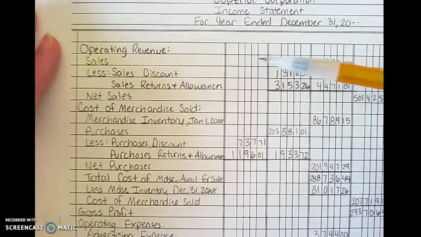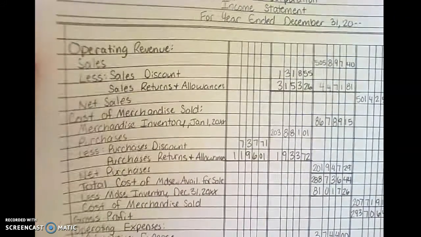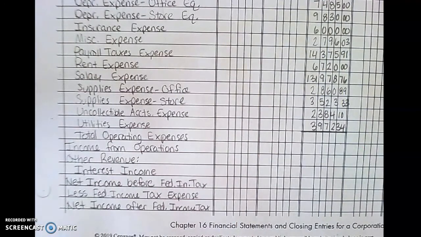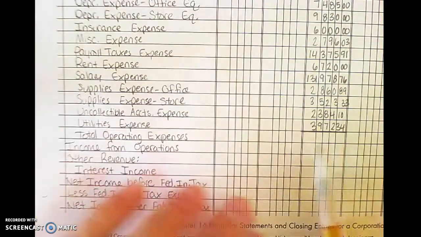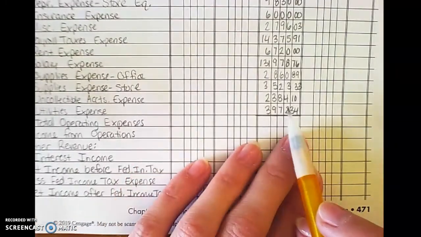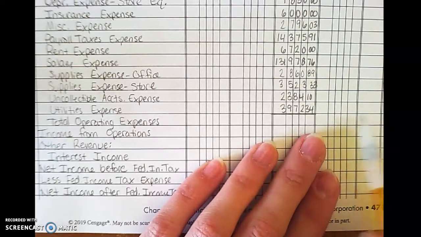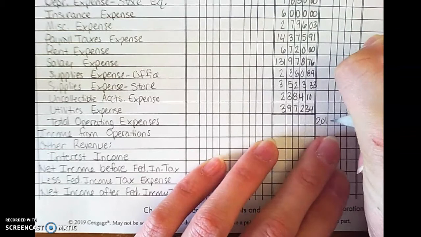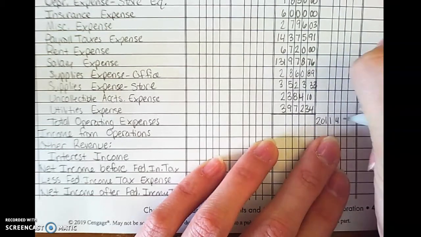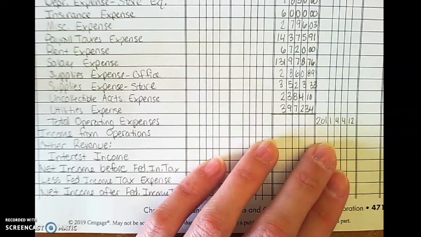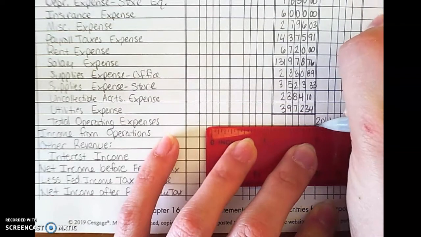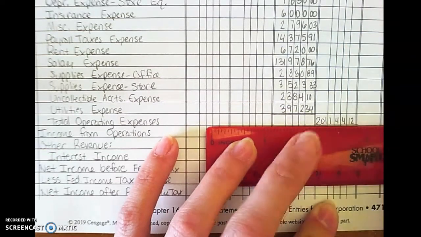Okay, one thing, your account titles up here will always be the same for when you do the rest of these. The only thing that might be different is your expenses. You just have to go through your adjusted trial balance and write down what expense accounts you have. So I wrote down all of my numbers here. I need to draw a single line, and then for total operating expenses, put the total over here to the right, which is $201,144.12.